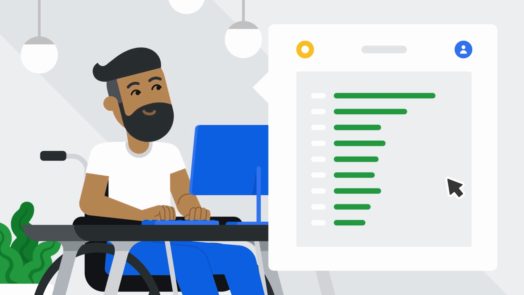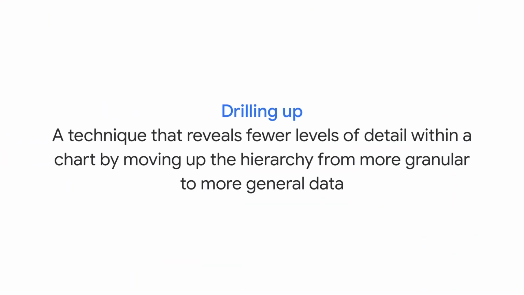By drilling down into the data, Sam is able to get a more detailed view of the pounds of food donated than was evident when looking at the data grouped by year. This information can help Sam to understand how the donations vary over time and to identify trends and patterns. The opposite of drilling down is drilling up. Drilling up is a technique that reveals fewer levels of detail within a chart by moving up the hierarchy from more granular to more general data.